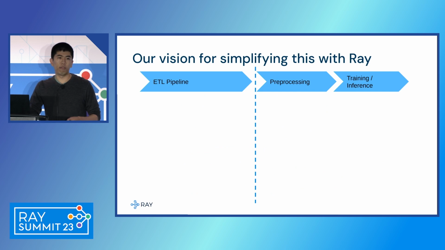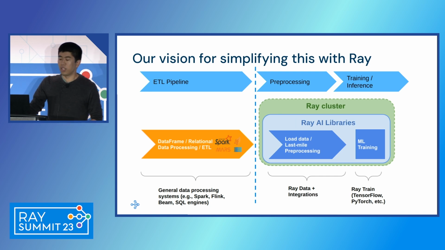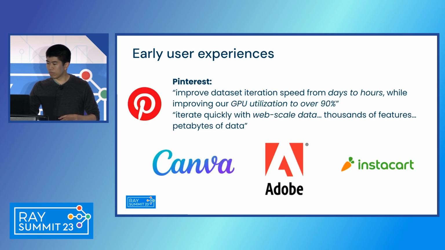Our vision for simplifying this with Ray is to simplify those latter two steps. For ETL, this is not something we're really focusing on with Ray because there's already a mature ecosystem of solutions out there: data warehouses, Spark, and so on. But we see pain points that we're trying to simplify with Ray, where preprocessing and training can be done very simply in one Python script, no matter the complexity of your workload. And early users of Ray data are echoing this vision; they're seeing improvements in iteration speed and performance using Ray data for training.